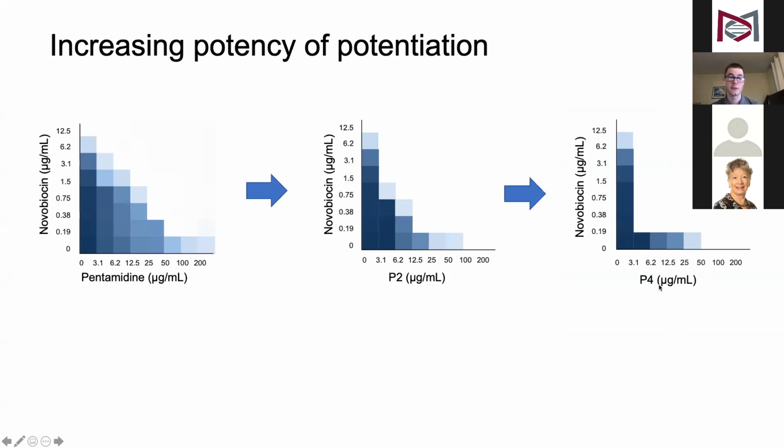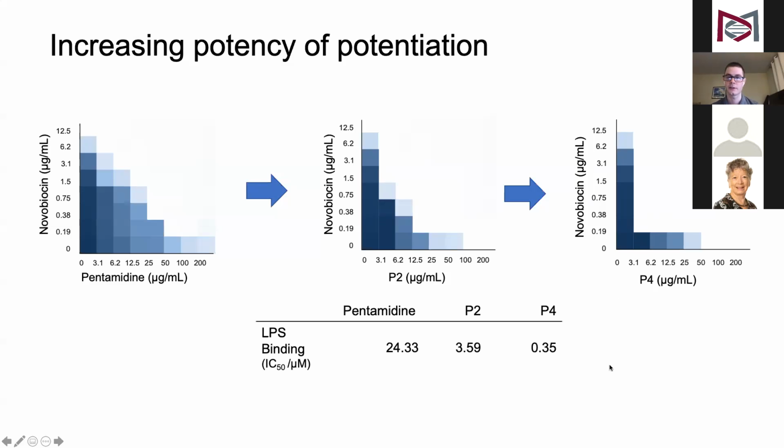Our second series of analoging gave us P4, which you can see we've even been able to further reduce the concentrations of P4 required to sensitize to novobiocin. So we're very happy with the levels of efficacy that we were able to obtain after only a few rounds of analogs.